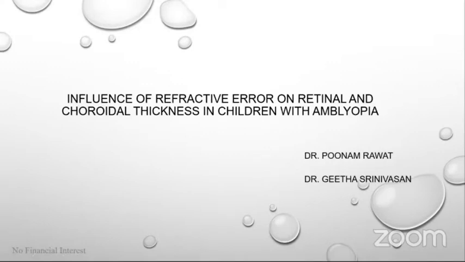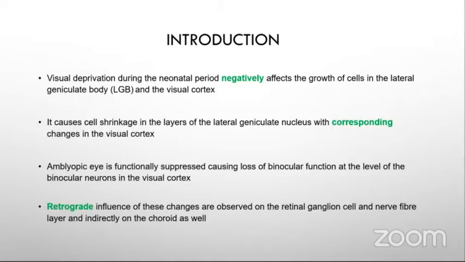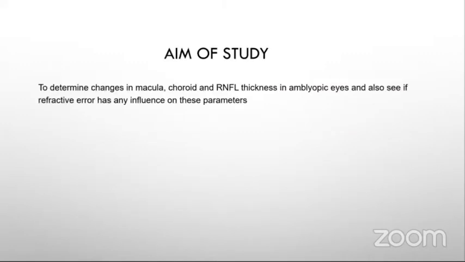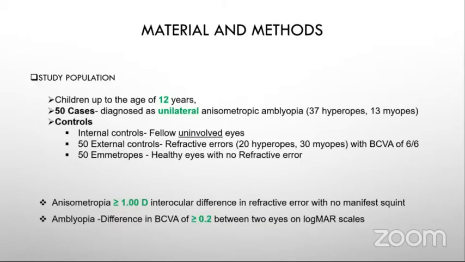Good morning, everyone. I'm going to speak on the influence of refractive error on retinal and choroidal thickness in children with amblyopia. As we know, visual deprivation during the neonatal period negatively affects the growth of cells in the lateral geniculate body, and it causes corresponding changes in the visual cortex. This has a retrograde influence on the retinal as well as the choroidal thickness. So the aim of this study was to determine these thicknesses in amblyopic eyes and to see if refractive error has any influence on these parameters. We had taken children up to the age of 12 years.